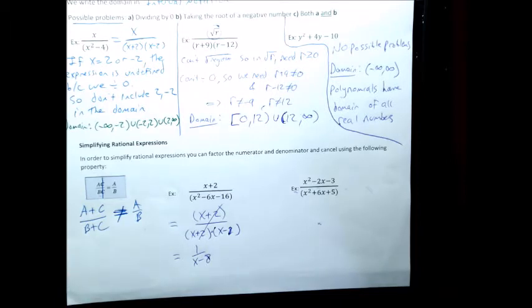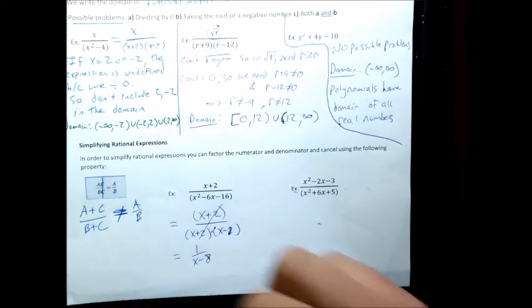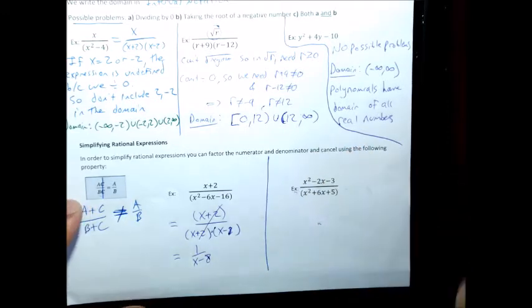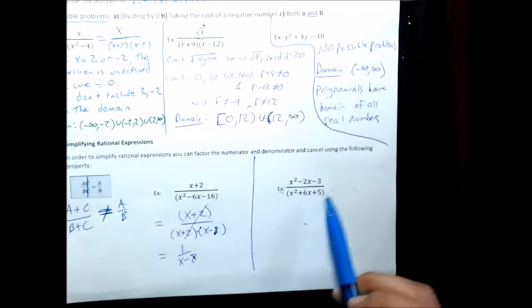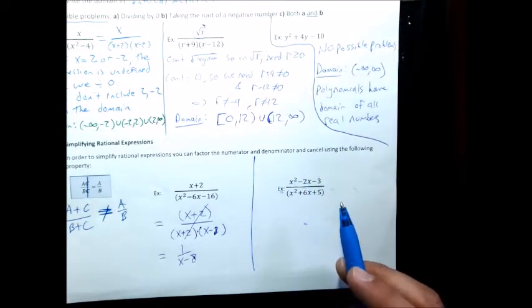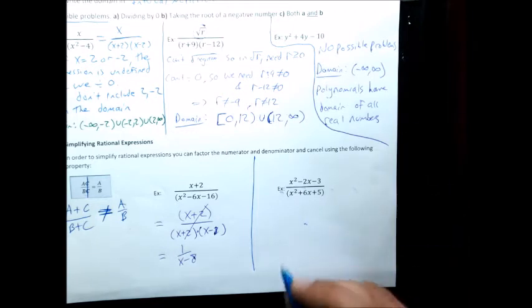Any questions about that one? All right, so in the first one, the numerator couldn't be factored, but in the second one, we can factor both of those things, right? So take a second and factor those things.